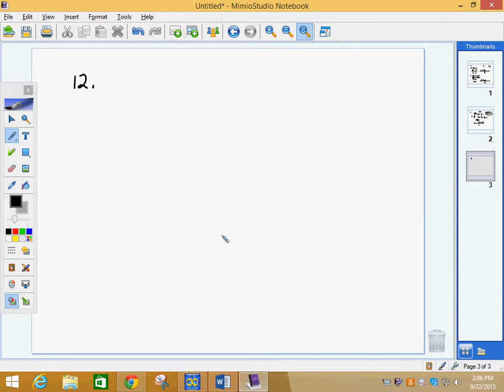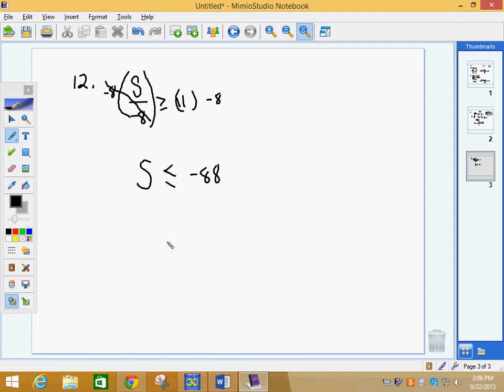This will be number 12. So here I have S being divided by -8. Well, I undo division with multiplication since it's the opposite. So I want to multiply both sides by -8. These become 1, or they cancel. So S is, since I'm multiplying by a negative number, I flip the inequality symbol, and 11 times -8 is -88, and that's my answer.